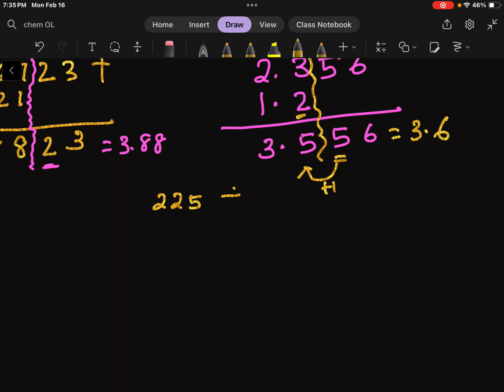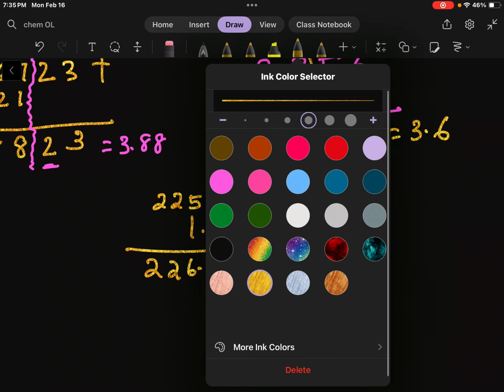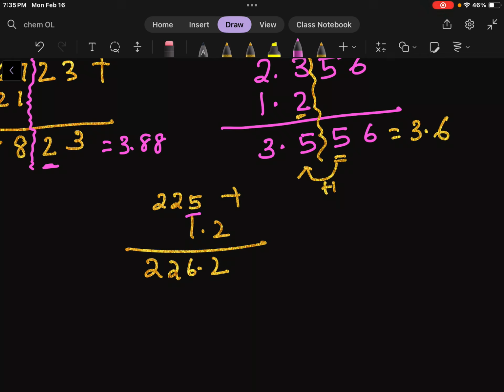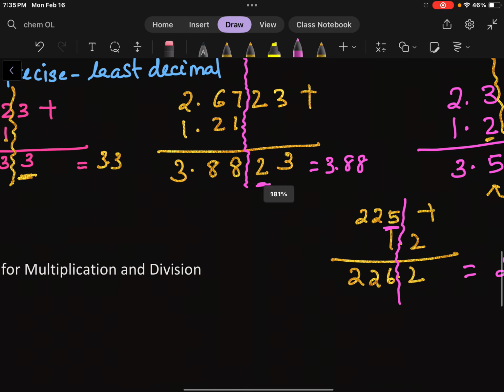Now if it is a whole number, for example, if you are adding 225 plus 1.2, you will get 226.2, and you have to round your answer. The first one has no, or 0, decimal places. That means we don't need any decimal place in your answer. So the answer is 226. Okay, that is with the decimal place.